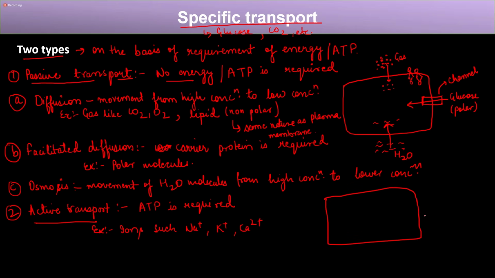So how do they move? Suppose this is your plasma membrane. These molecules also require a special kind of protein. They cannot simply go through the lipid bilayer. They also require a special kind of protein that is embedded in the plasma membrane. These proteins are called pumps. So during active transport, the ions move via a special kind of protein known as pumps, and it requires ATP or energy.